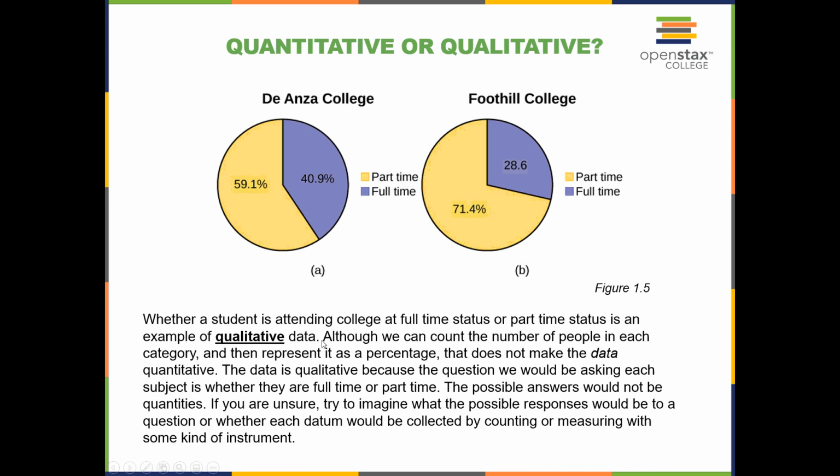Now, a common way of getting confused about whether this is quantitative or qualitative is that we see numbers represented here in the graphic. So some students might jump to thinking that these are quantities. They may even start thinking about it being discrete because you're counting the number of students that fall into each category to get a percentage. But it's not quantitative, because the question being asked is qualitative, and the data values that we can receive are words, not quantities.